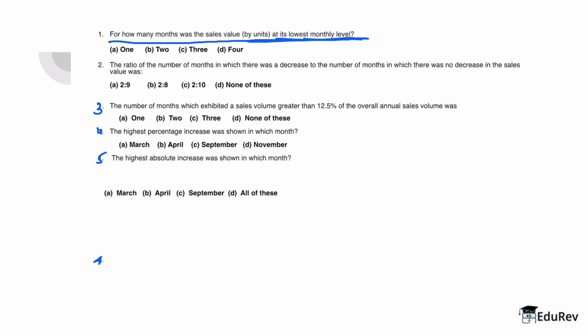Next question is the ratio of number of months in which there was a decrease to the number of months in which there was no decrease in the sales value. So I have to find the ratio. Now you have to be very vigilant about the order in which the ratio was asked. The order is number of months in which there was a decrease to number of months in which there was no decrease. So no decrease comes later.